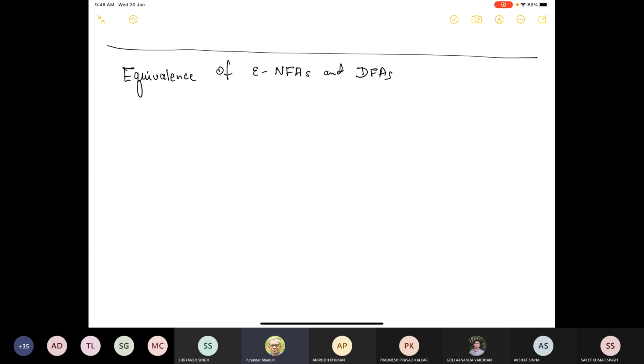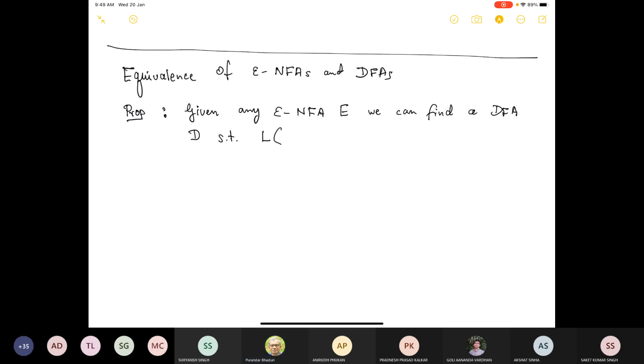Okay, so again, there are two propositions. The first one says, given any epsilon NFA, call it E, we can find a DFA D that accepts the same language, such that L(E) equals L(D).